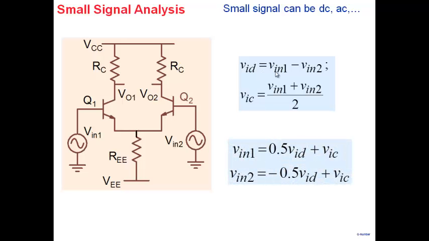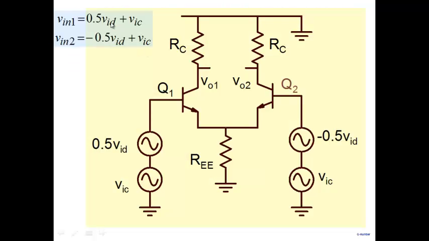You can easily see that once I define VID and VIC in this manner, I can write Vin1 as 0.5 VID plus VIC and Vin2 as minus 0.5 VID plus VIC. I can rewrite them in this particular form here. All right, so the properties of the differential pair are best understood in terms of differential input signal and common mode input signal here. So with those definitions, I can take Vin1 here and Vin2 here, and instead of them, I can put here 0.5 VID plus VIC. Note that Vin1 is this one, and Vin2 is minus 0.5 VID plus VIC, so you see it here.